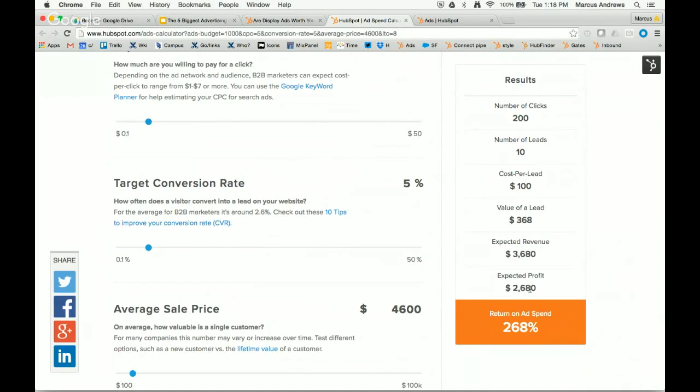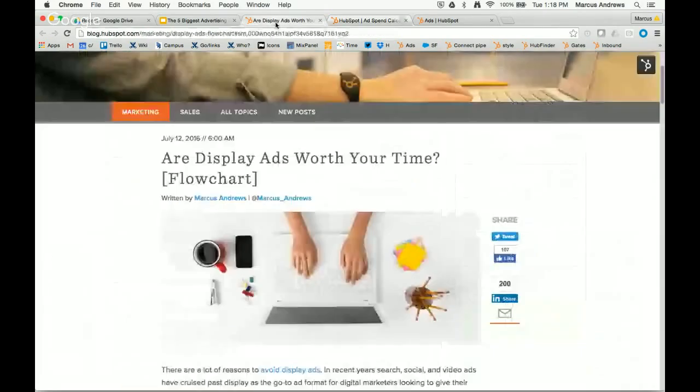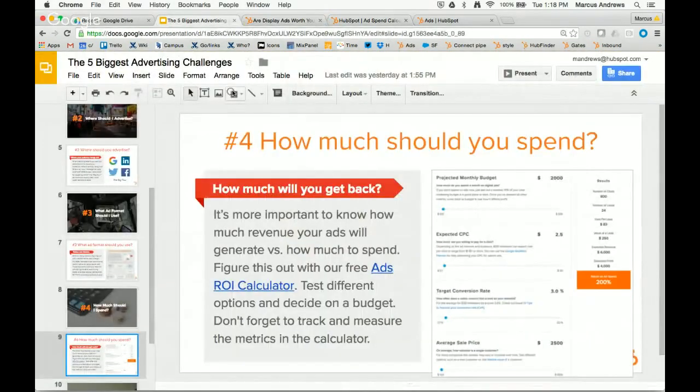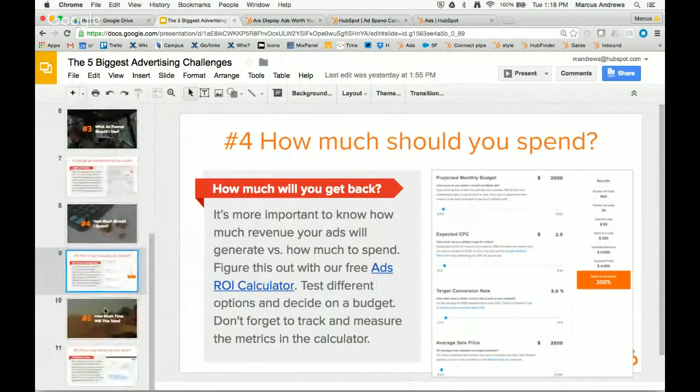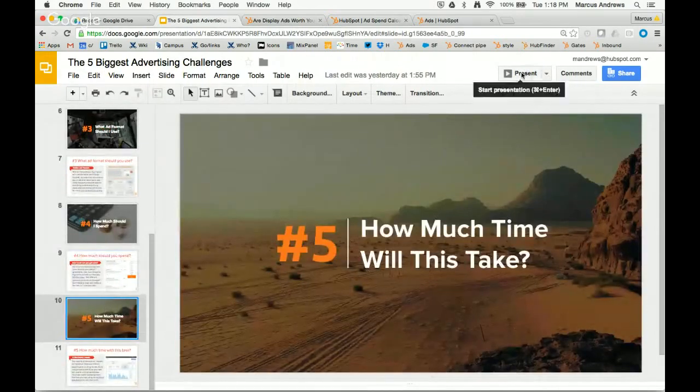Ads aren't right for everybody. Ads may not be a good solution for your business. You may have a really, really low sales price, or you may have a really, really high cost per click for your industry. And ads might not be good for you, but you can use this calculator to run the numbers and get an idea if it is pretty quickly. Okay. All right. That was 4. Moving on to 5, the last one, folks.